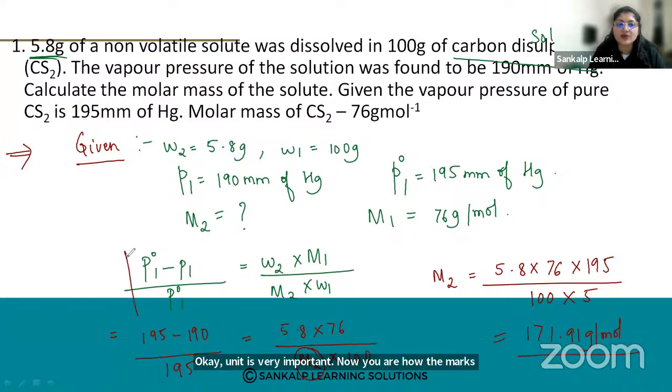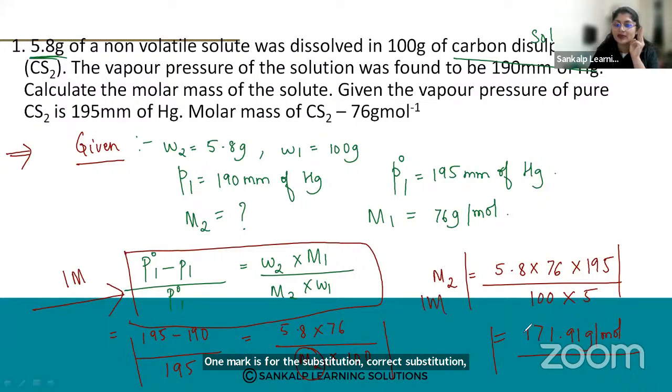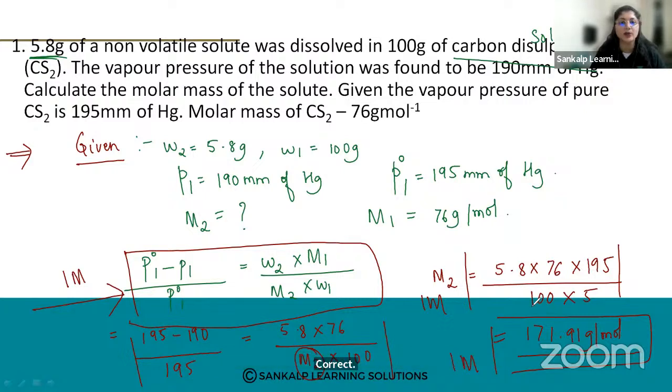1 mark is for your correct formula. 3 marks problem. 1 mark is for the correct substitution, and 1 mark is for your answer with the proper unit. So 3 marks for 3 steps. If the formula is wrong, will you get the further marks? No. So first write the formula correct. Formula 1 mark, substitution 1 mark, and answer with the correct unit 1.